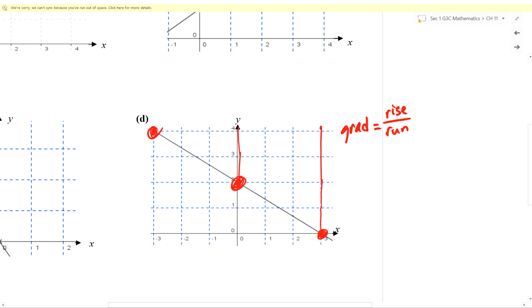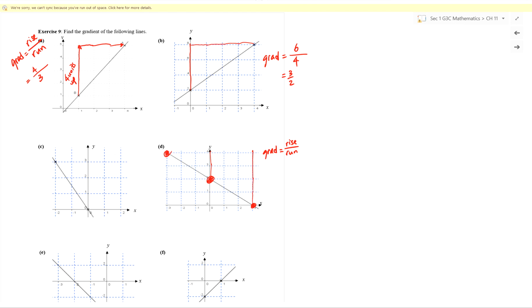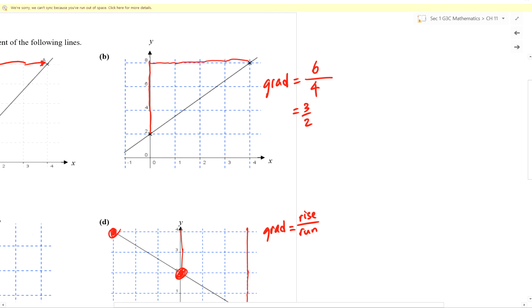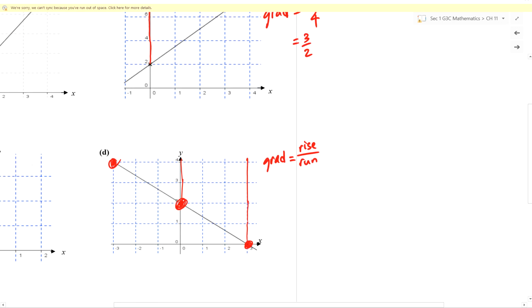Here is the next rule that I haven't told you yet. The run has a sign. When you run to the right, just like the first 2 cases, it is positive. What do you think happens when you run to the left? It is negative. Yes, that's it. Okay, so please try for part D. Choose any 2 of these points, stick with it, and calculate your gradient.